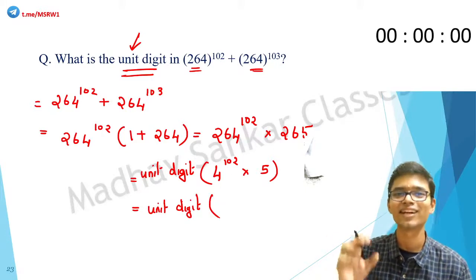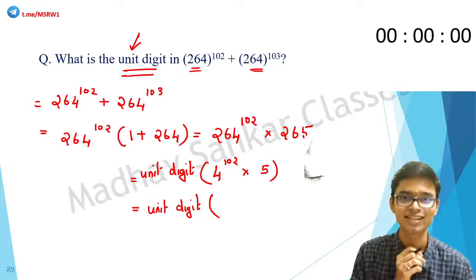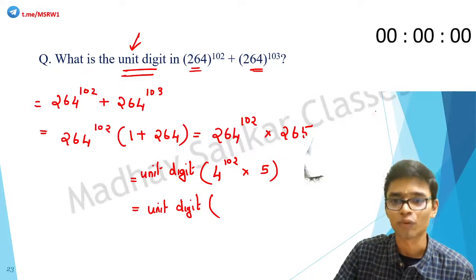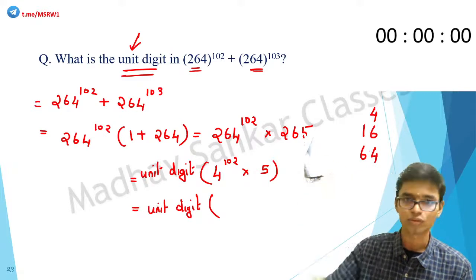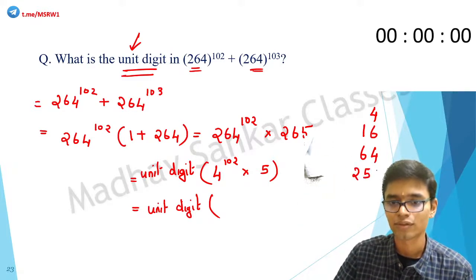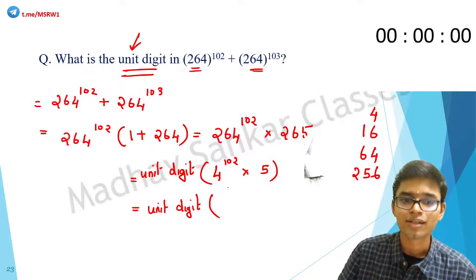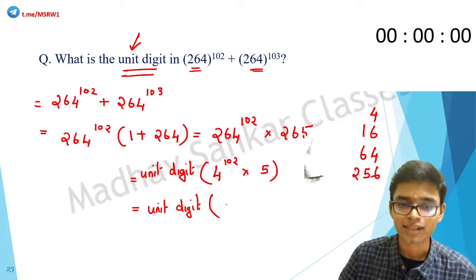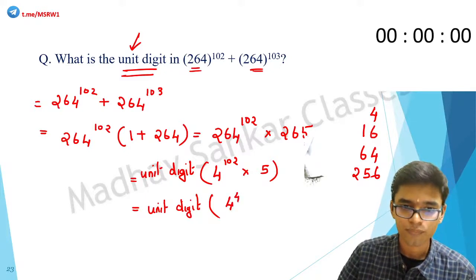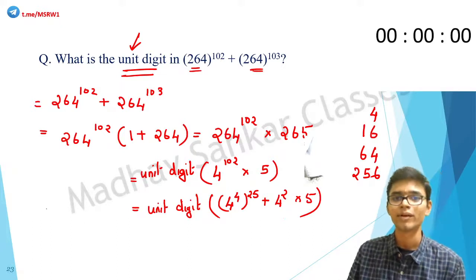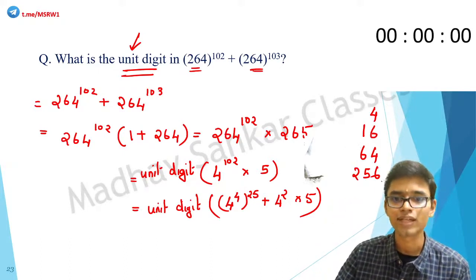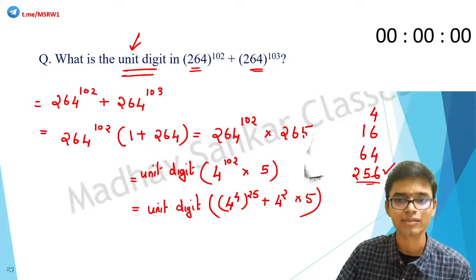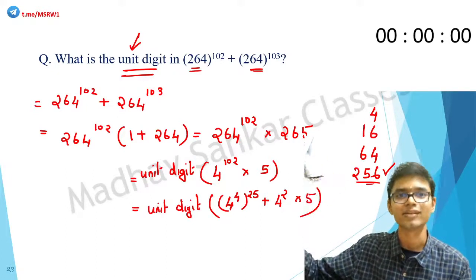How will we find the unit digit in 4 raised to 102? That is the difficult question. Let's write the powers of 4. 4 squared is 16. 4 cubed is 64. 4 raised to 4 is 256. We rewrite this as 4 to the power 4 into 25 plus 4 squared into 5. 102 is factorized as 4 into 25 plus 2. Why did we do this? Because we need 256, a number that ends with 6, because powers of 6 end with 6. That is a simple reason.